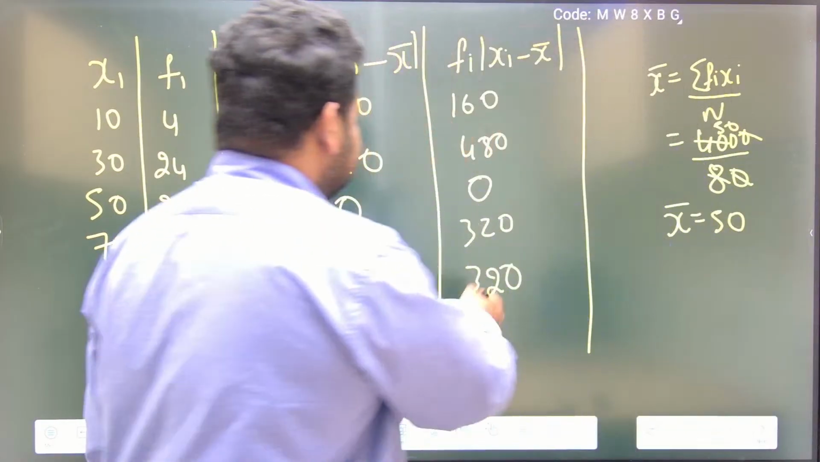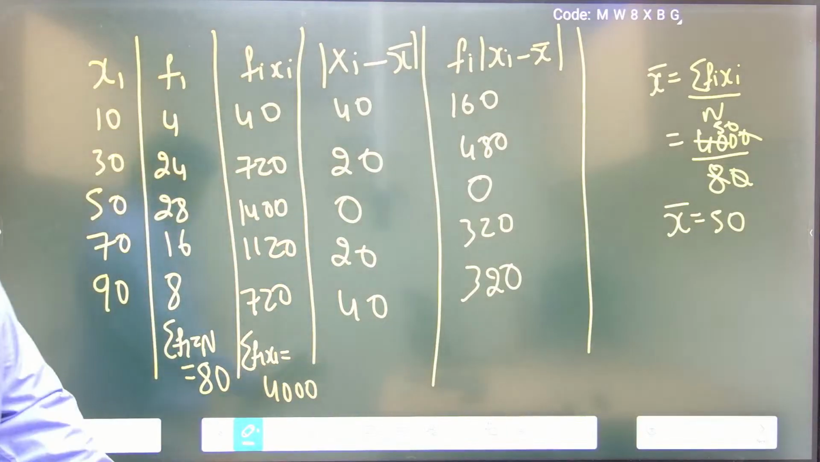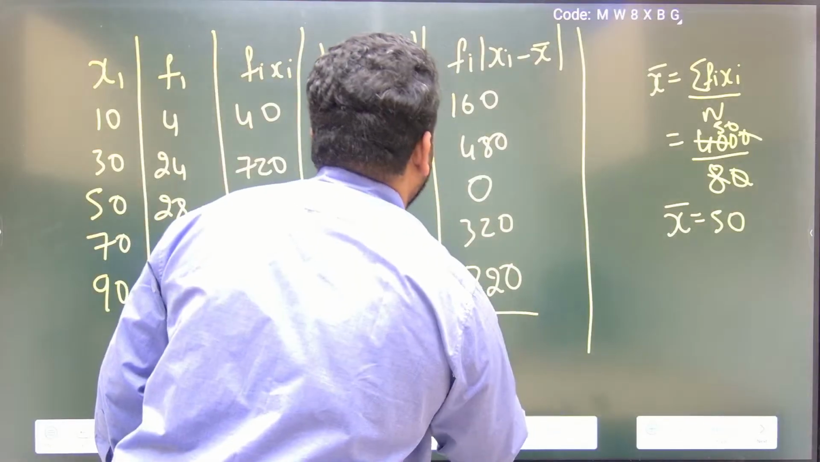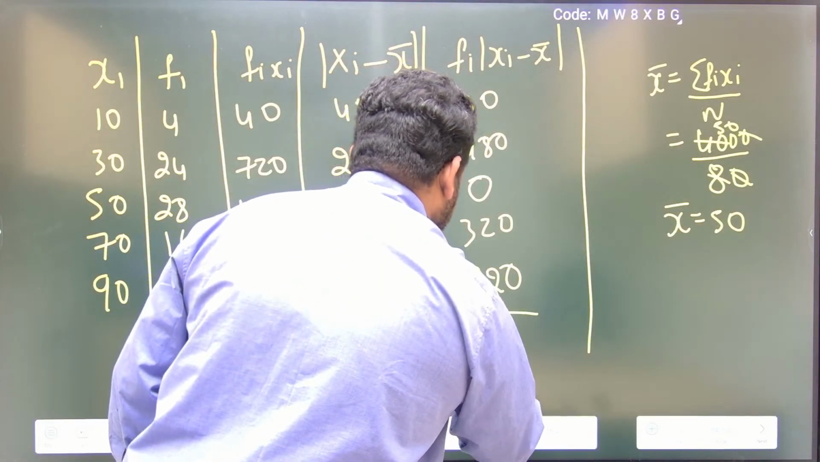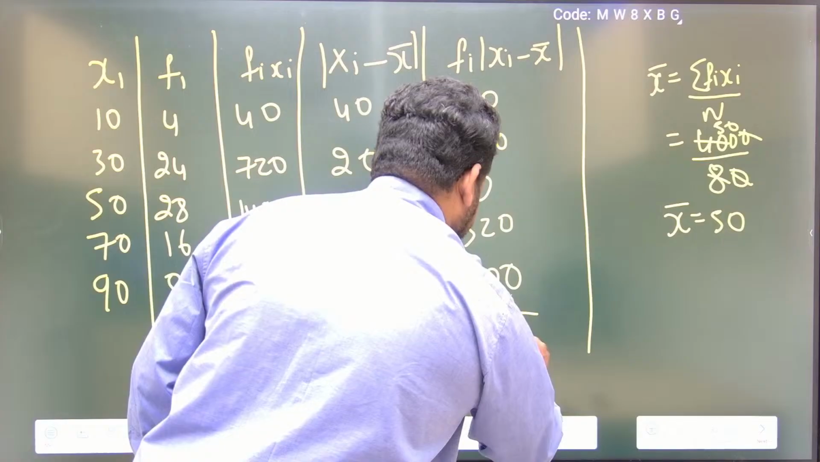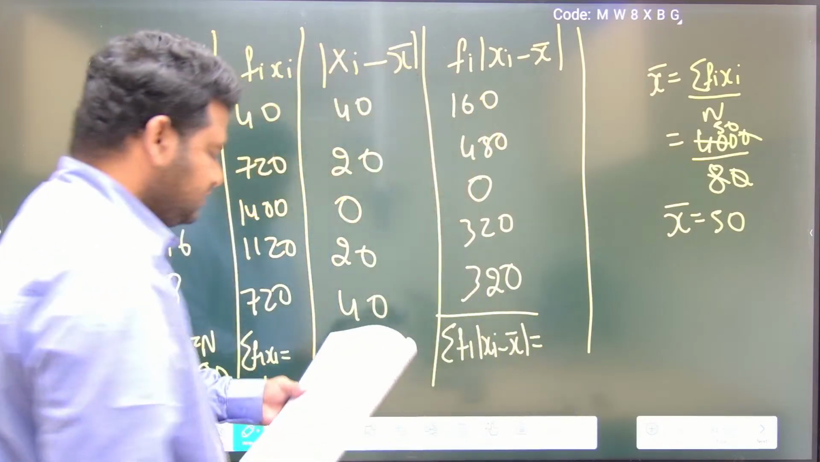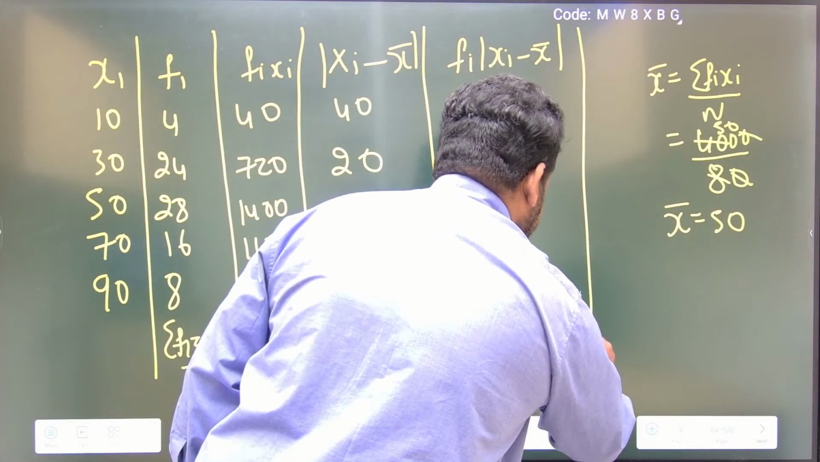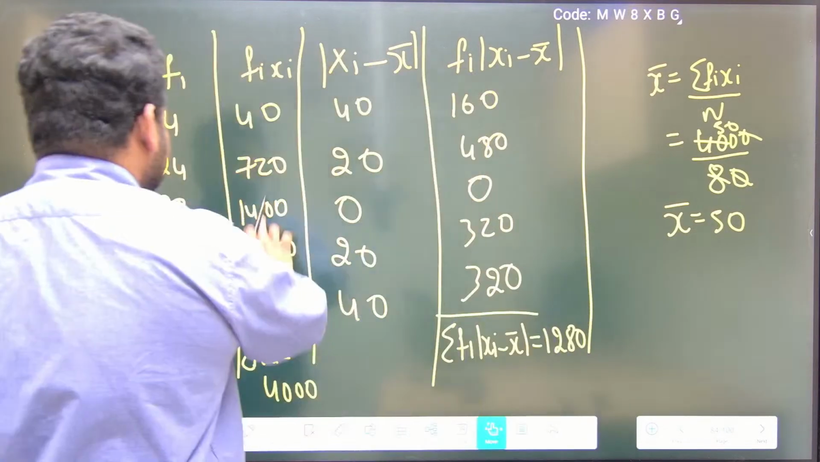Now we have to do the summation of this. Summation of Fi into xi minus x bar is nothing but equal to 1280. Now we have to find the mean deviation.